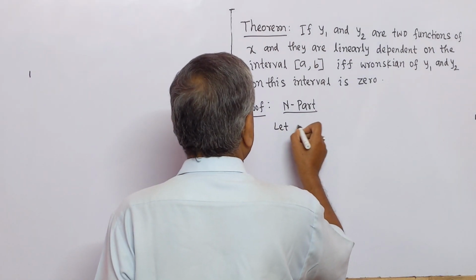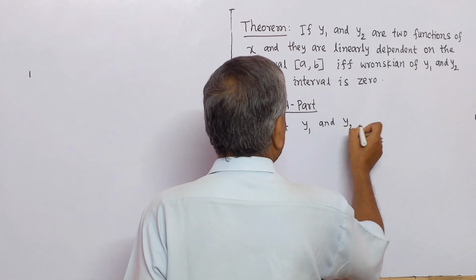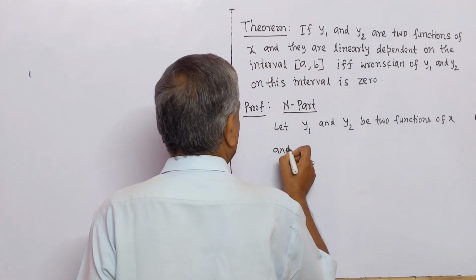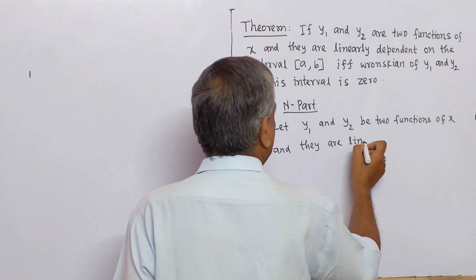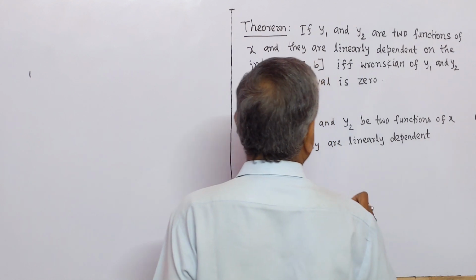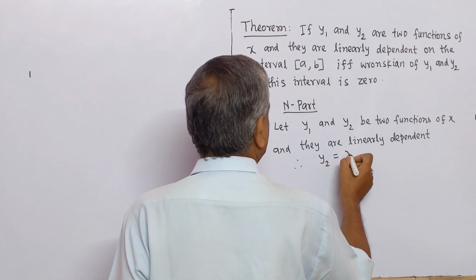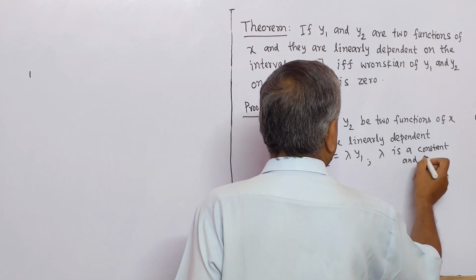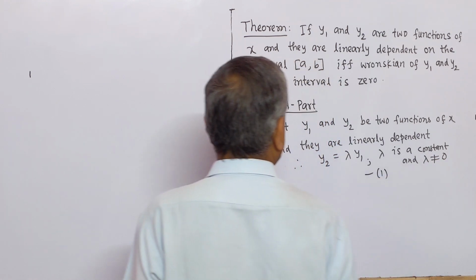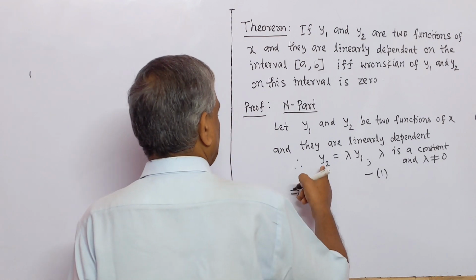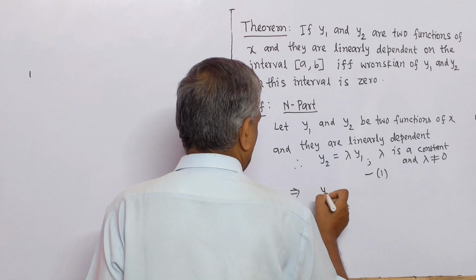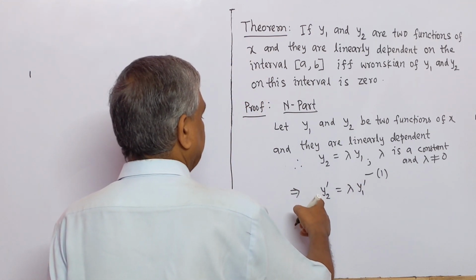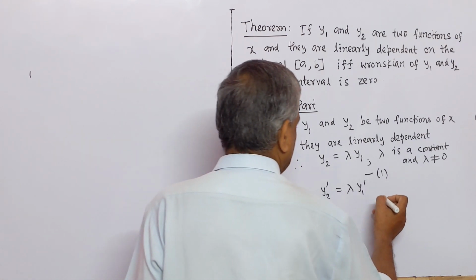Let y1 and y2 be two functions of x and they are linearly dependent. Therefore, y2 equals lambda y1, where lambda is a constant and lambda is not equal to 0. Let this be number 1. Taking the derivative with respect to x on both sides, y2 prime equals lambda y1 prime. Y2 prime means dy2 by dx. This is number 2.